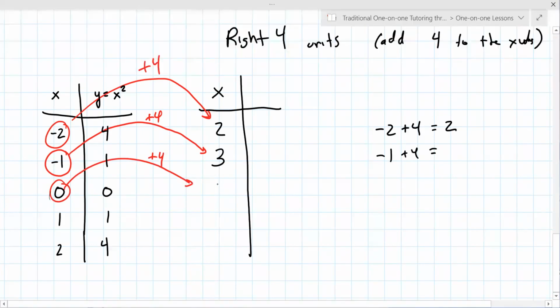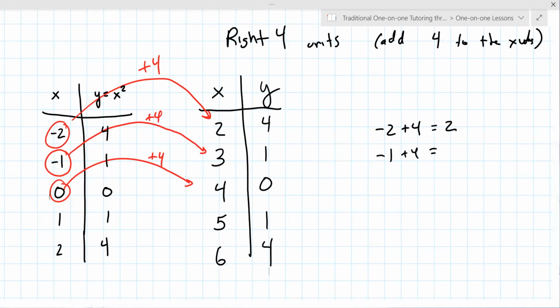Can you keep going? Can you give me the next one? So 1 plus 4 equals 5. Very good. And 2 plus 4? 6. Okay. So right 4, we added 4 to the x values. We're all done with that. We actually make no change to the y values. The y values all stay the same.